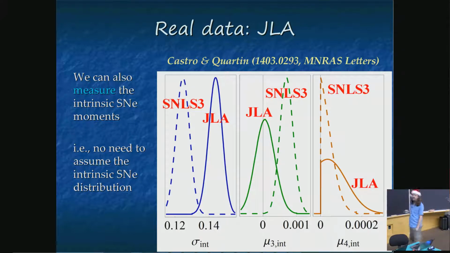So we can measure these intrinsic supernovae moments, that is, the intrinsic moments after removing the lensing effect. That's the SNLS3 and JLA, and you can see that they disagree, especially on the variance, but it's okay. We see that DES now is 0.06, so this one is kind of crazy. But the nice thing is, this is the intrinsic skewness. And you see, for SNLS3, it is excluding zero at more than 3 sigma. So for SNLS3, you say this skewness cannot be zero at 3 sigma.